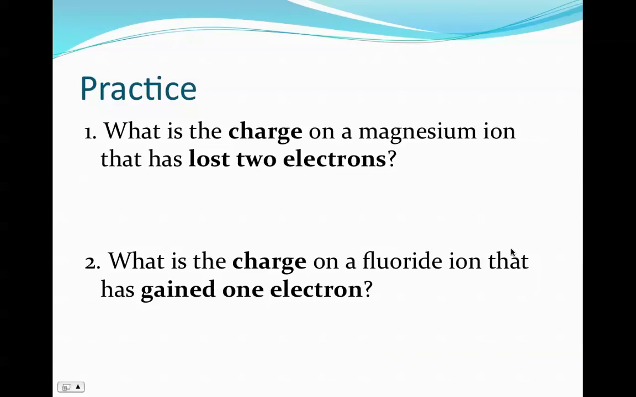So here are just a couple of practice problems. Pause it, check your answers to see how you do, and then come to class with your questions. What is the charge on a magnesium ion that has lost 2 electrons? Since I've taken out 2 negatively charged particles, I'm left with a +2 charge. What is the charge on a fluoride ion that has gained 1 electron? If I added in 1 negatively charged particle, that means my ion has a -1 charge.